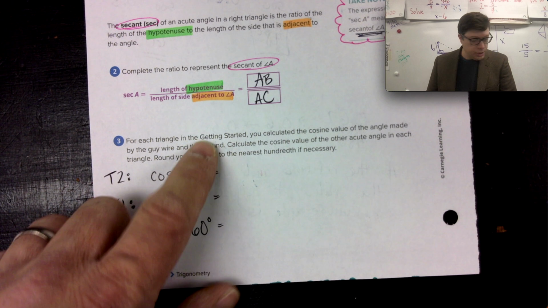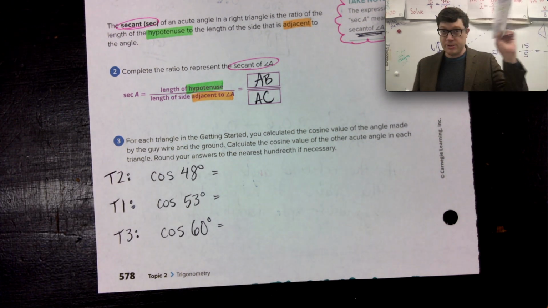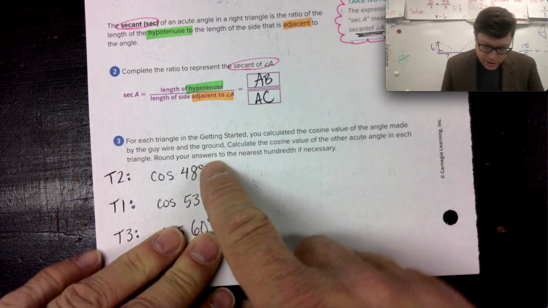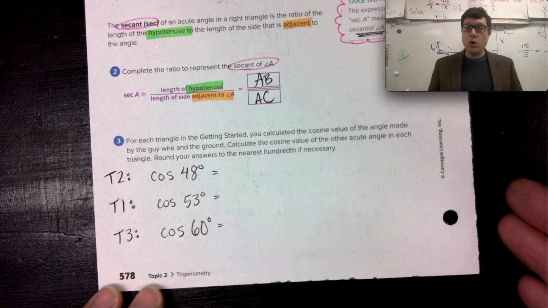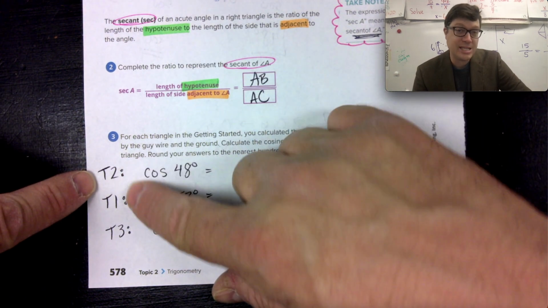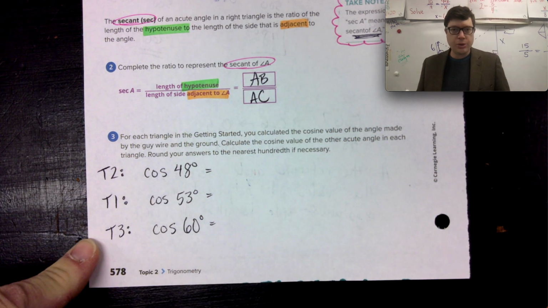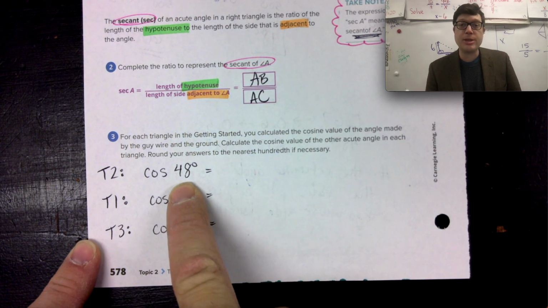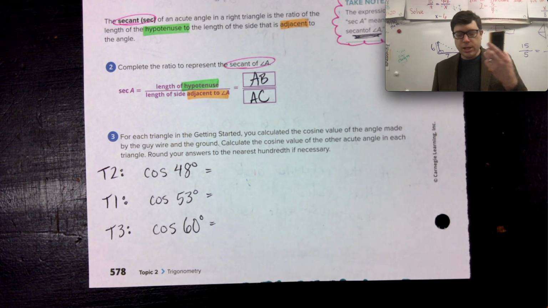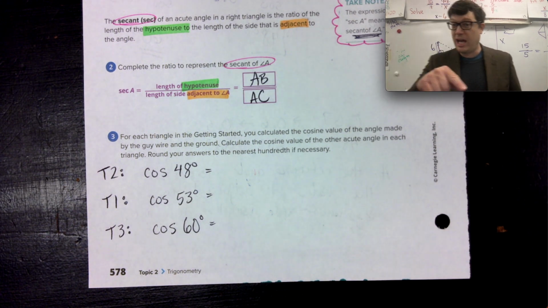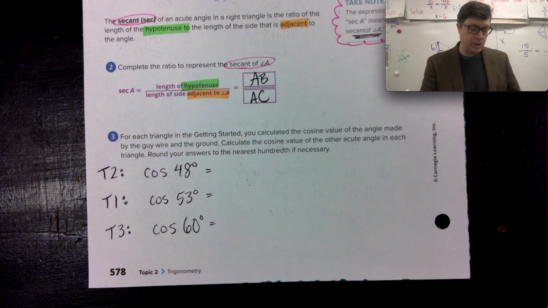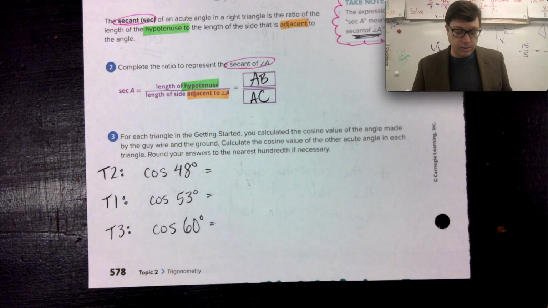For each triangle in the getting started, so I'm going to go back and reference 576, 577, let's calculate the cosine value of the angles made. Notice I put the triangles in a different order than 1, 2, 3. I did that because I wanted to talk about the angle, and the angle. And then when we calculate them on the next page, next video, we're going to use something that's observable right here. It's all about how the angle's increasing. So get yourself a yellow calculator, be ready to go.